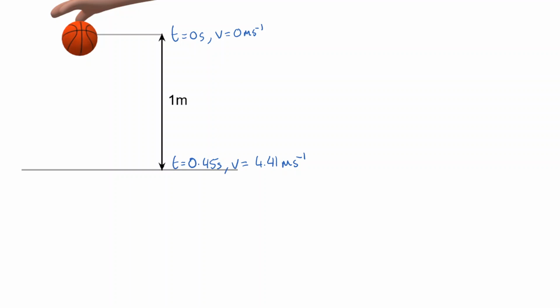at that point. So let's draw this on a graph, just so we can visualize how velocity is changing with time. So at t equals 0, its velocity is 0, so it's going to be right here. And at t equals 0.45 seconds, its velocity is 4.41. It's going to be somewhere there.